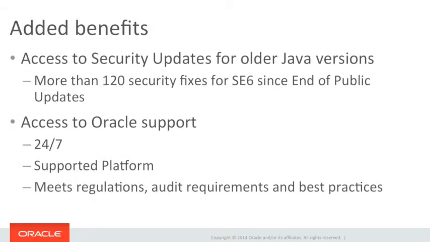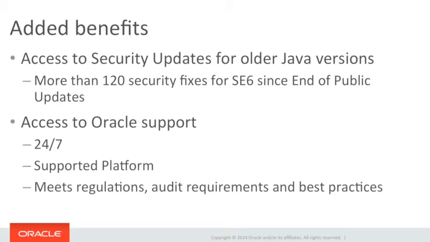And there's more. Included in the package is also full access to Oracle updates for Java versions that do not longer receive public updates. Just for Java SE 6, we have made more than 120 security fixes in our non-public releases. For the cases where an old application may require SE 6 or older, it is a very good practice to download the latest security update from My Oracle Support and run on that one instead of the older final public update version. And let's not forget access to Oracle's support organization.